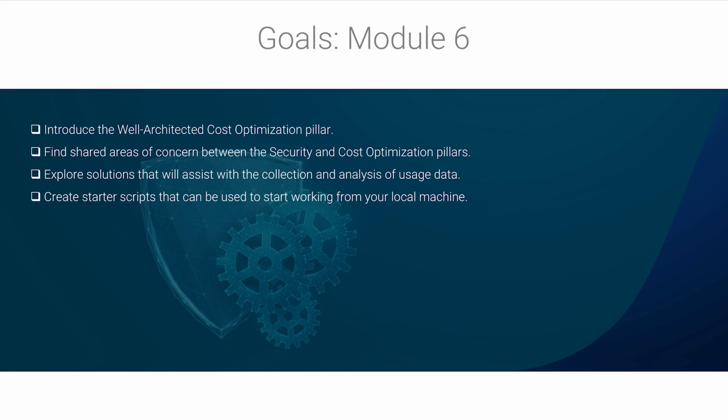Most of the other pillars rely on data that you collect from CloudWatch and from CloudTrail, but the cost optimization pillar has its own service and a dashboard. So it's going to be a slightly different tool set, a slightly different workflow to get the data that you need to create an automation. But our end goal is to create some starter scripts that we can use to start working from our local machine and to work with these services.